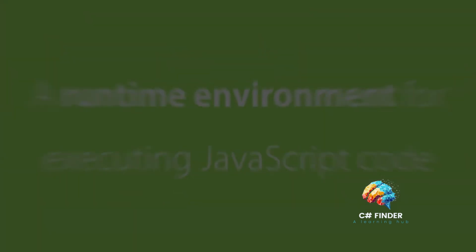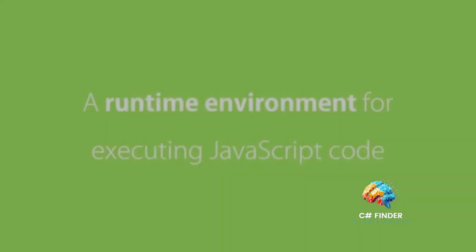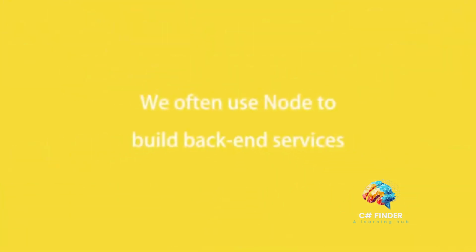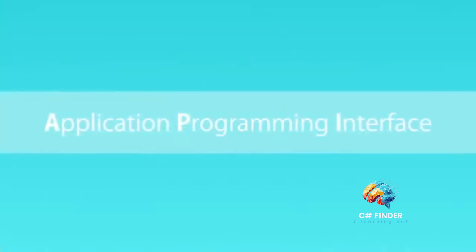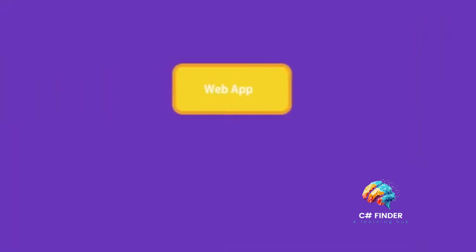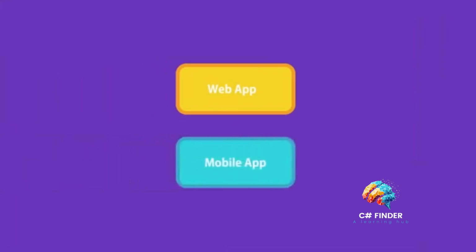Node.js or Node is an open source and cross-platform runtime environment for executing JavaScript code outside of a browser. Quite often we use Node to build backend services, also called APIs or application programming interfaces. These are the services that power our client applications, like a web app running inside of a web browser or a mobile app running on a mobile device.